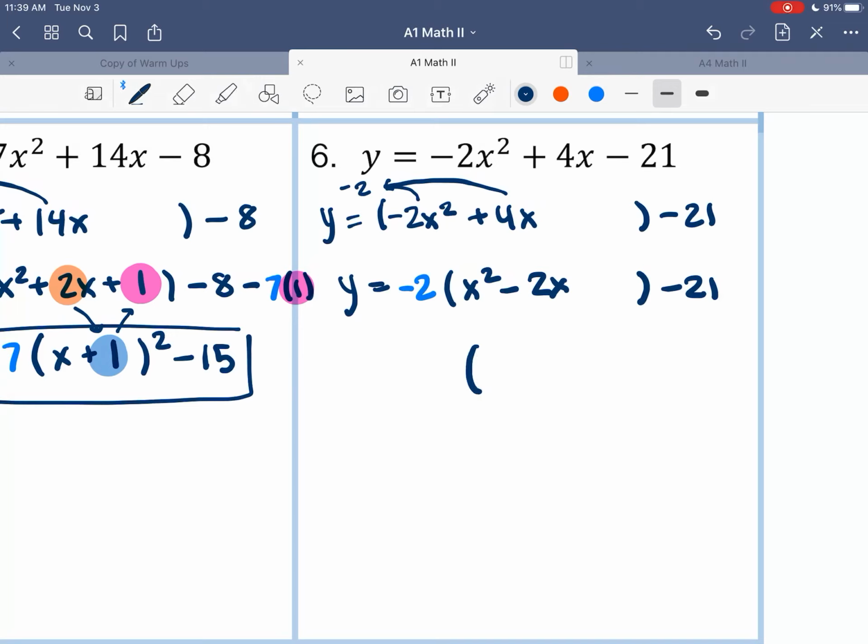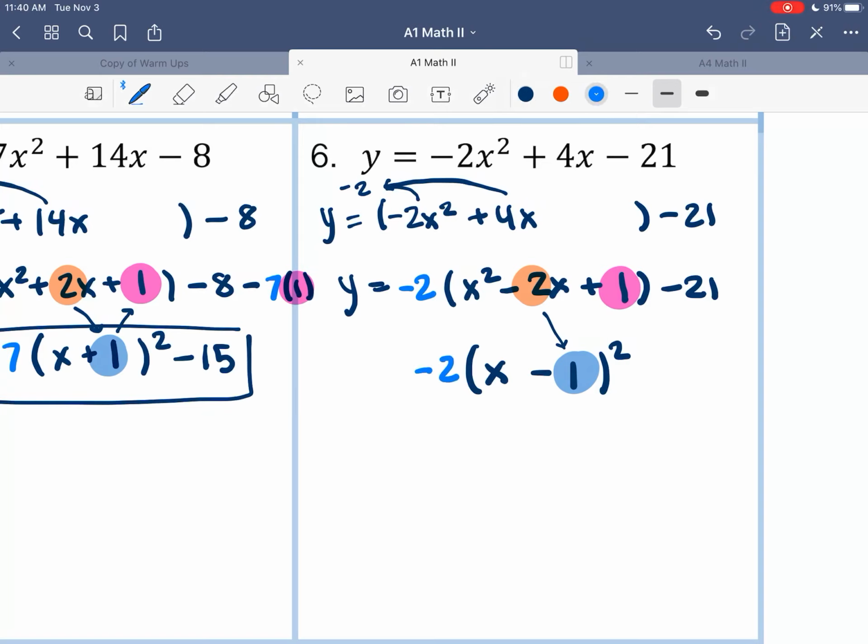And we now have no leading coefficient, so we can complete the square. Blue, pink, okay. Divide by 2 makes this -1. Careful, that's a negative. And then squaring that is +1. -1 times -1 makes +1.